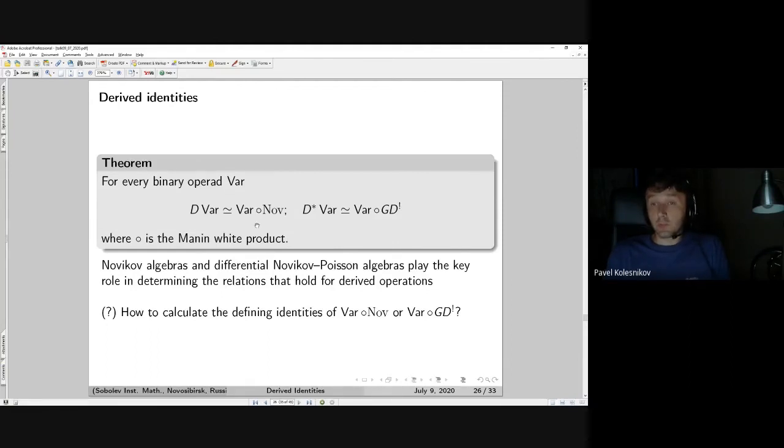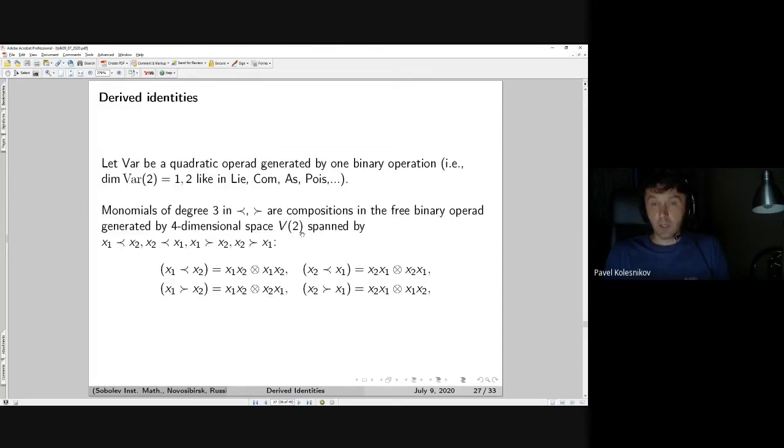Well, there is, of course, another question of how we can calculate the identities themselves, because the definition of the white product is good, but it's not as constructive as, for example, the replication or splitting procedure. It is not hard to produce an algorithm to calculate the defining identities of such a Manin white product. Say, suppose we have an operad corresponding to a variety of algebras with, for simplicity, only one binary operation.